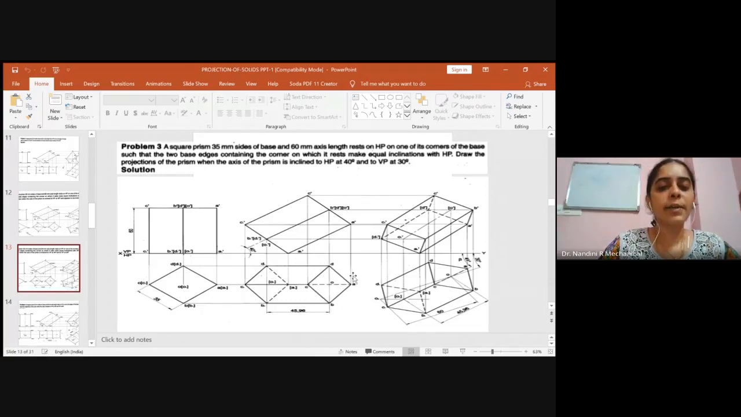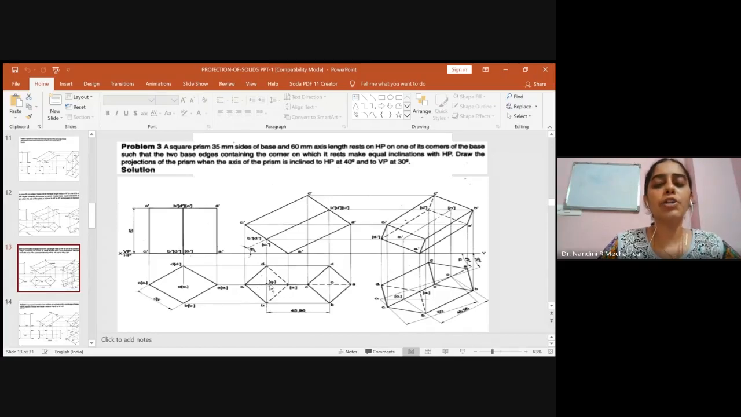So this is ready. When the corner is on the XY line, the projection coming through it will always be hidden, because two sides will not be visible when it is viewed from the top. So these are the two sides which are coming through the projection A1 dash. You join these as hidden.